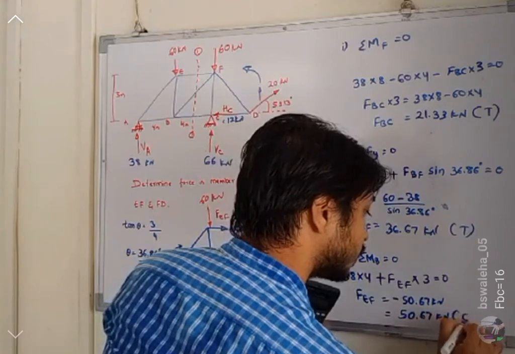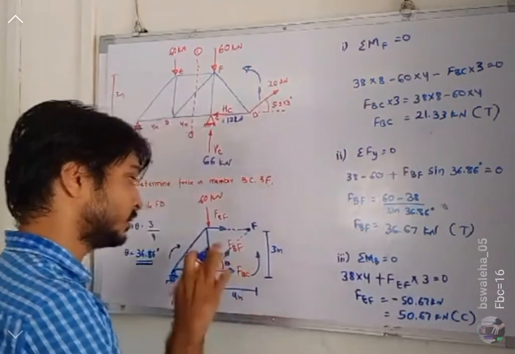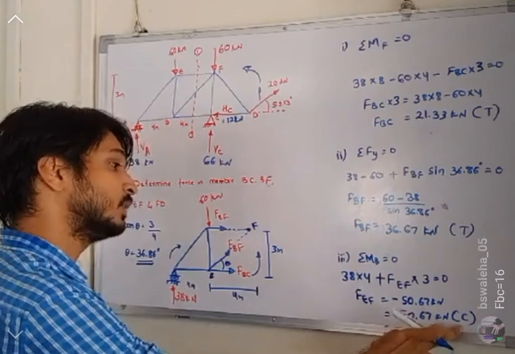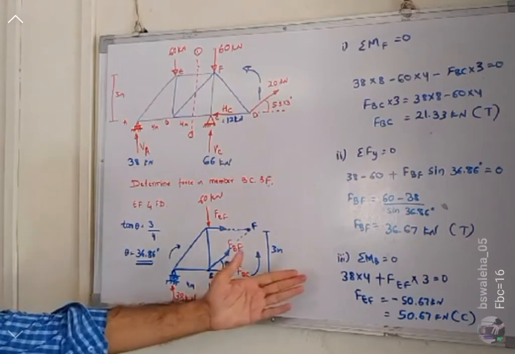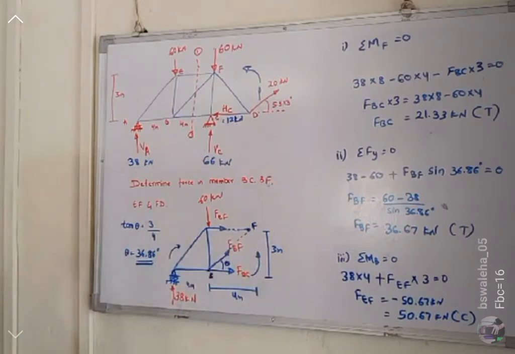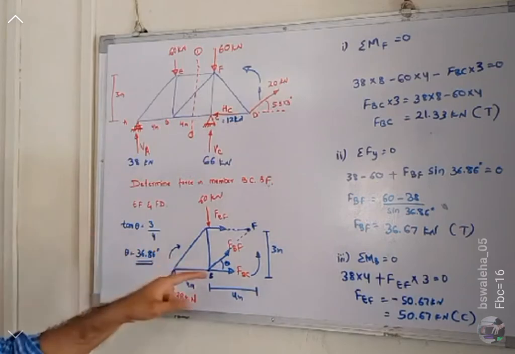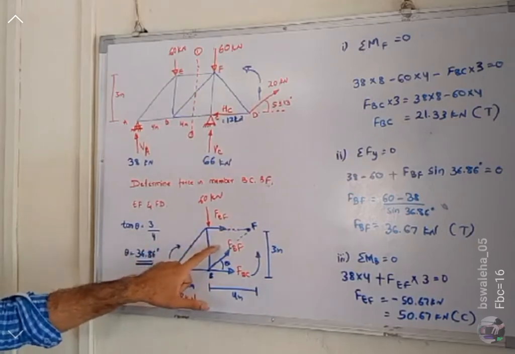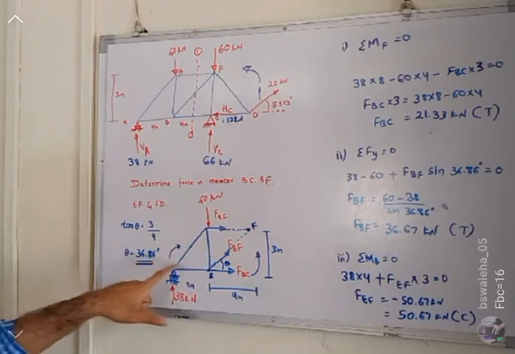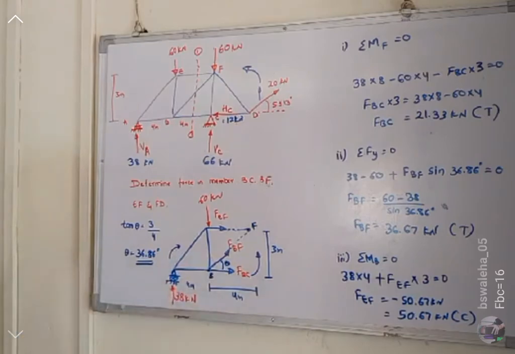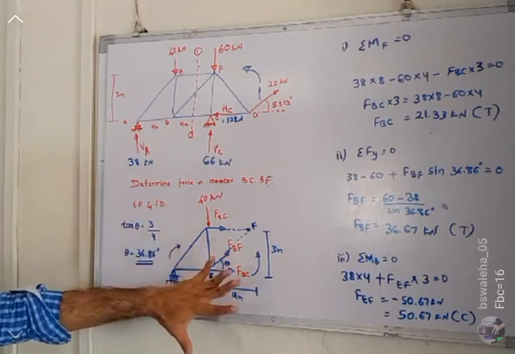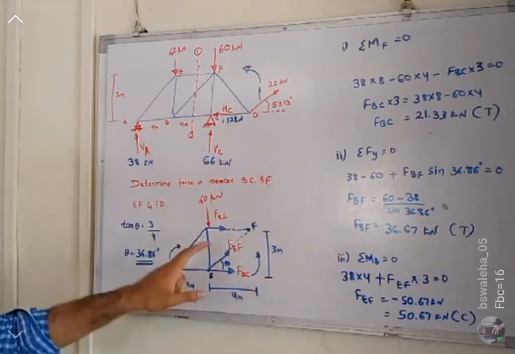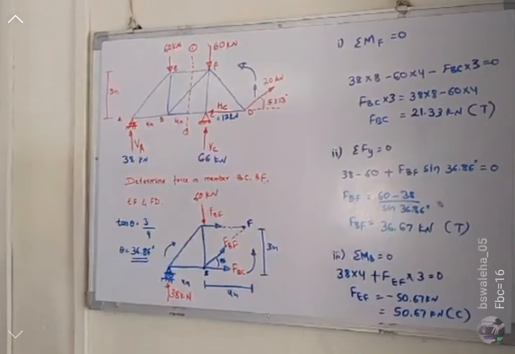So I'll consider it as 50.67 kilonewton, and it is compression. Why? Because we have got a negative sign. I have taken tension here, so I got a minus value. Minus value means it should have been compression. Instead of going with this, you can even take summation of Fx equals to 0. So we get FBC plus FEF plus FBF cos 36.86 equals to 0. The vertical ones are 0. We substitute FBF and FBC from the previous values, and then you will get FEF. That can also be done.